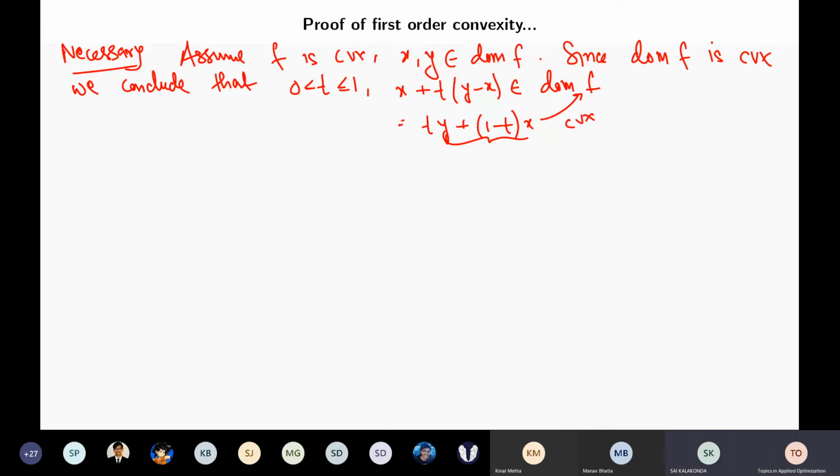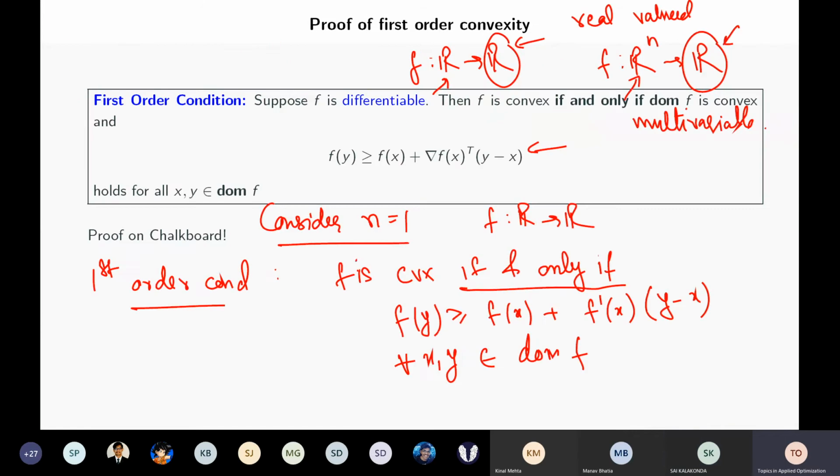No, domain of f was always convex. That is the given part of the thing. Domain of f is convex is always given to us. So f is differentiable and domain of f is convex is given to us. And then it's saying that f is convex if and only if the first order criteria holds, right?